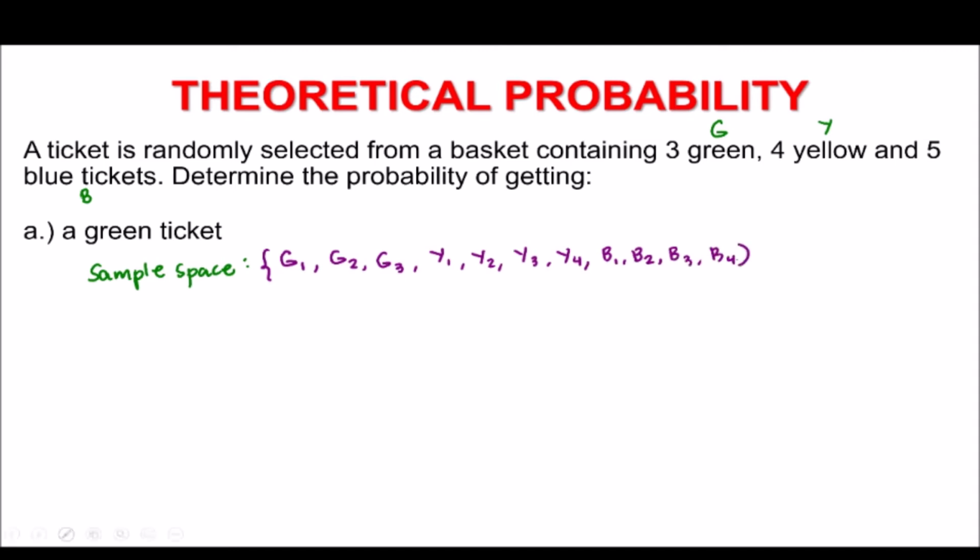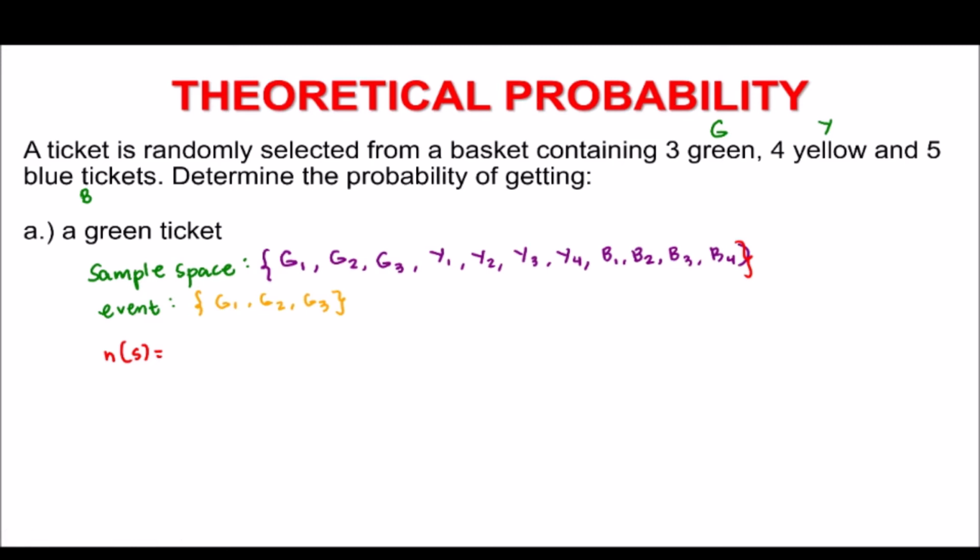And then since the event is selecting a green ticket, the elements in the event are all the green tickets. So that will be G1, G2, and G3. N of S is the number of elements in the sample space. So, sorry, this should be a bracket. So 1, 2, 3, 4, 5, 6, 7, 8, 9, 10, 11.